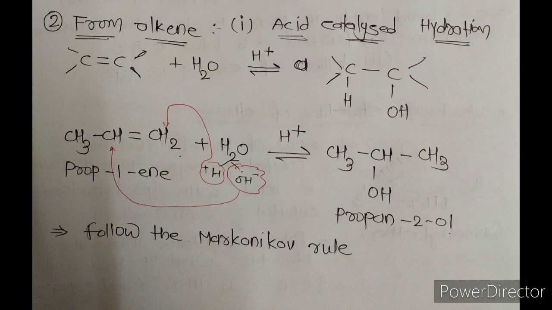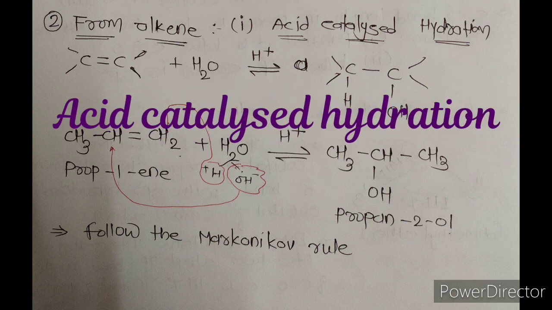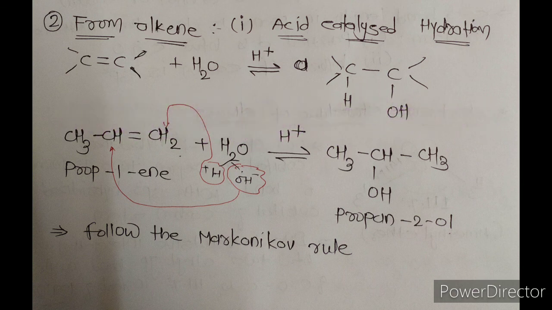Now the second type, that is to prepare alcohol from alkene. Here two subtypes are there, we will discuss them one by one. First one, acid catalyzed hydration. Acid catalyzed hydration means addition of water, and acid catalyzed means in presence of H plus. Whenever alkene undergoes hydration, it forms alcohol. This reaction takes place according to Markovnikov rule.